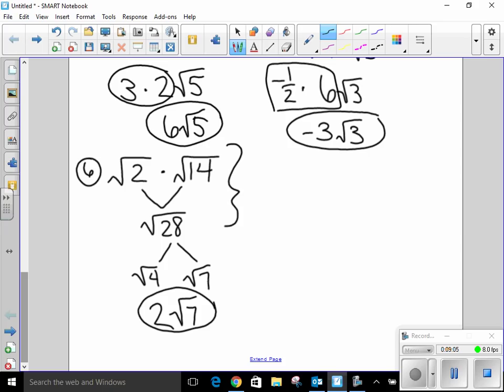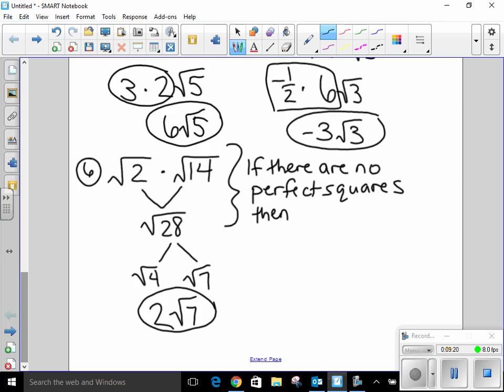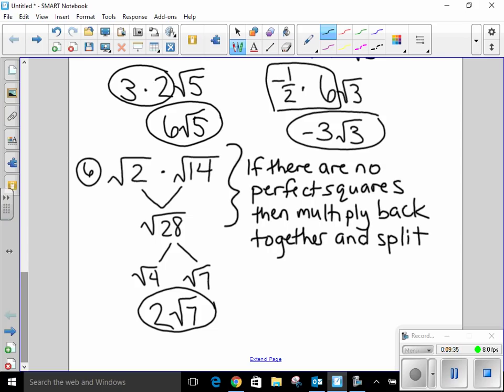So, a side note next to this problem: if there are no perfect squares, then multiply back together and split it apart correctly. Now, if one of them was a perfect square, you would continue on as normal. But when they're both not perfect squares, then you want to try a new strategy to get to an answer.